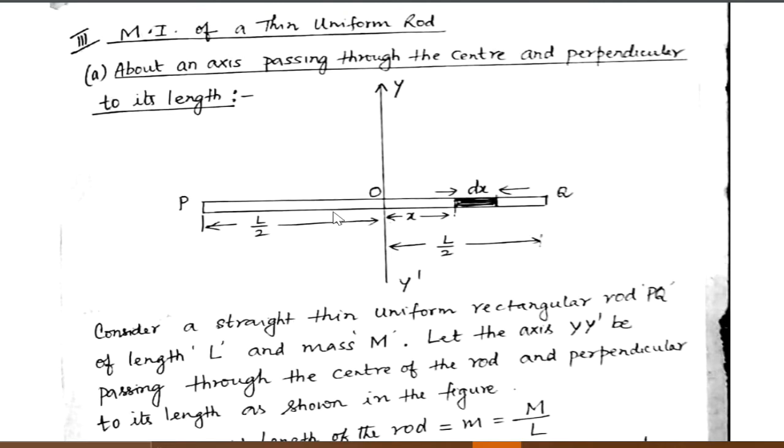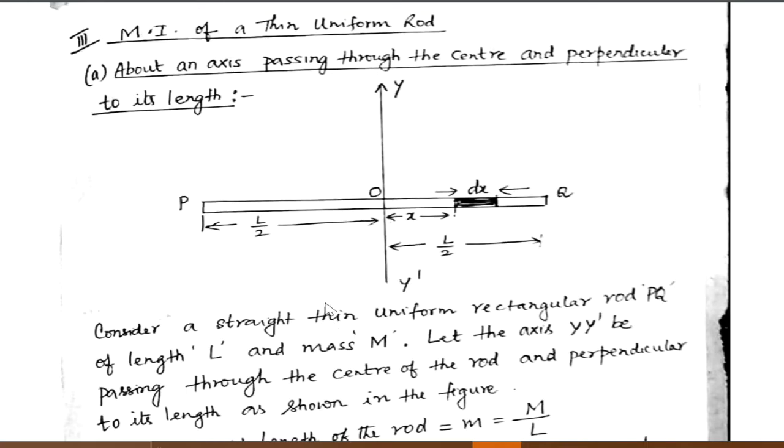So look at this figure first. PQ is a uniform rectangular rod. O is the center. From the center on either side, the length is L by 2, where L is the length of the rod. Y dash is the axis passing through the center and perpendicular to its length. And here, at a distance x, consider an elemental section whose thickness is dx. So this is the explanation of the figure.